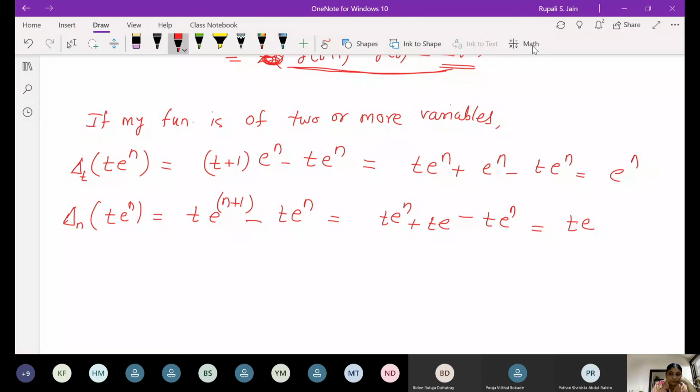Yes, ma'am. So if my function is of two or more variables, then I need to specify on which variable we are acting that delta operator, with respect to what that delta operator is working. If it is only a function of one variable, then no problem, I need not specify it separately. But if it is two or three variables, then I need to suffix it by that variable. Is it okay? Yes, ma'am.